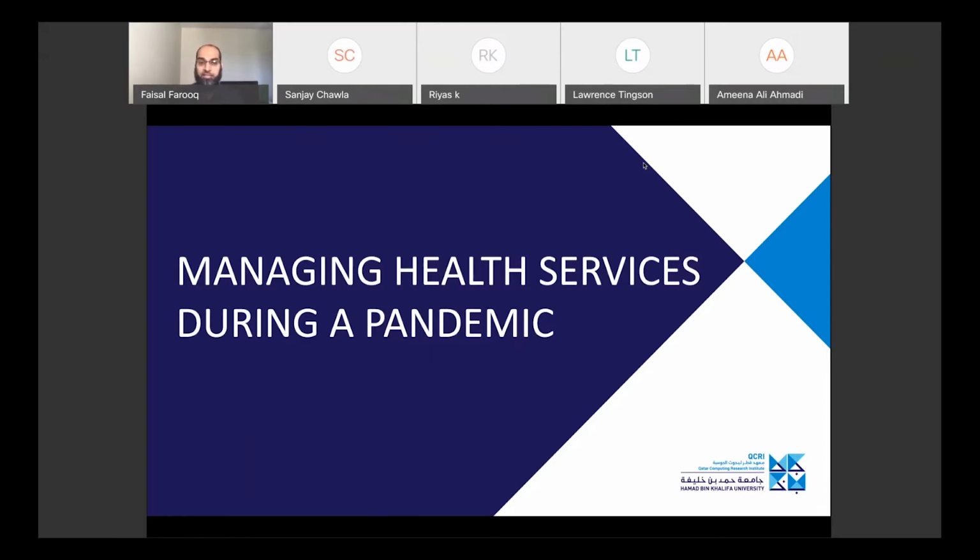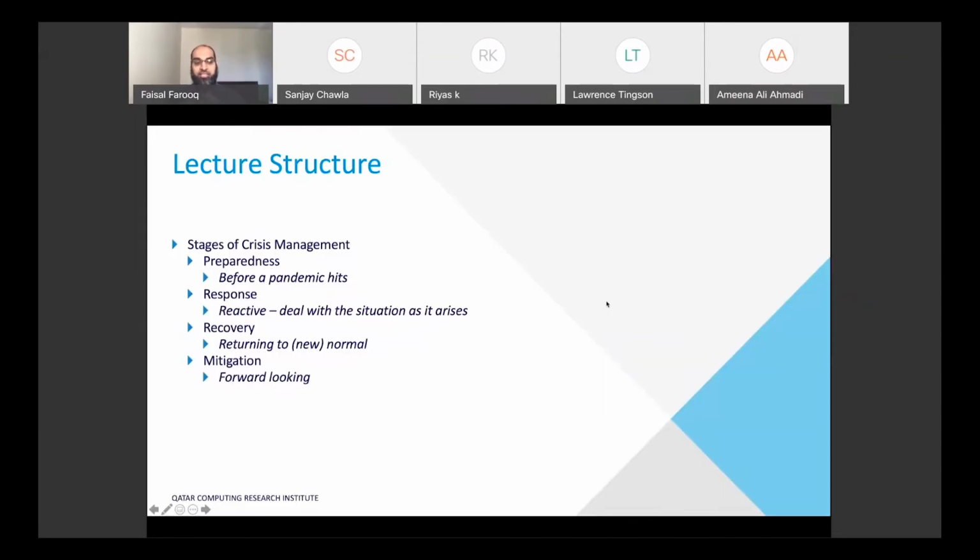to healthcare. So the outline of the lecture will be, I will basically talk about it in 4 stages of a crisis management. It's well known within the literature of crisis management or disaster management that there are 4 stages to managing a crisis or a disaster. And these 4 phases are preparedness, response, recovery, and mitigation. The preparedness stage is basically before the crisis happens. So in our case, before the pandemic actually hits.